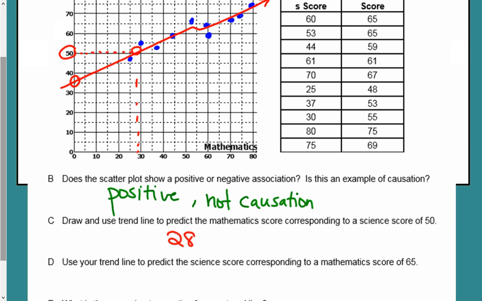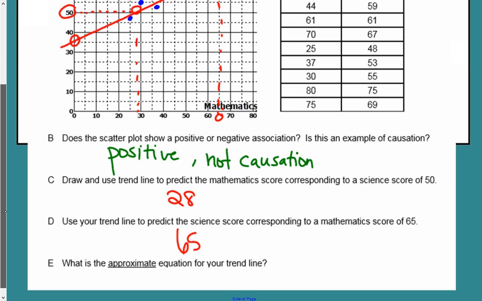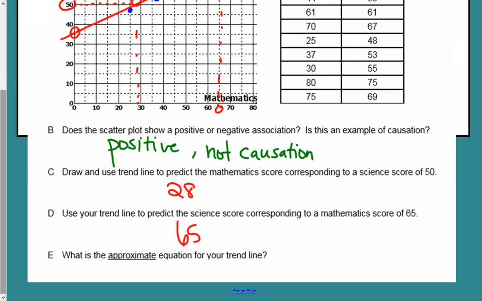Letter D: use your trend line to predict the science score corresponding to a math score of 65. So again, I'm going to go over here to the math score of 65. I'm going to read it up. Hit right here, read across. That's about a 65. Again, these are just approximations. We can't know exactly. There is no formula that tells you what your score will be in one class if you get something in another class. So these are just guesses.